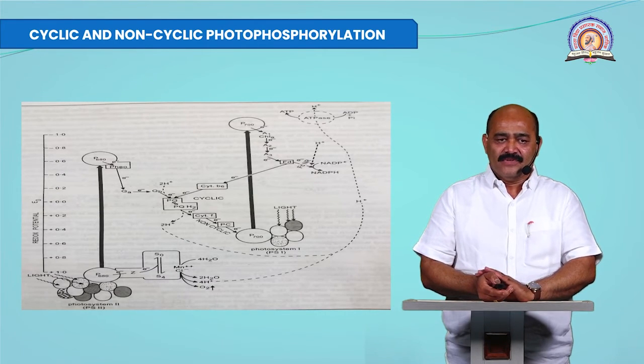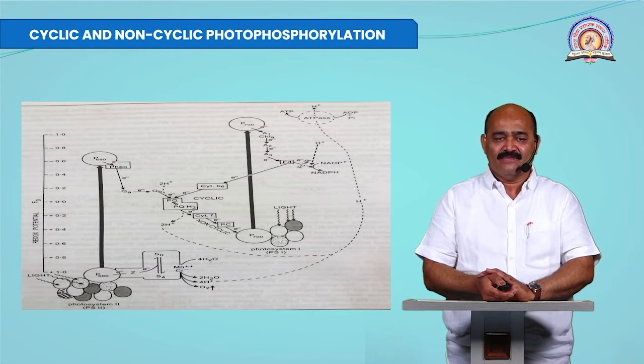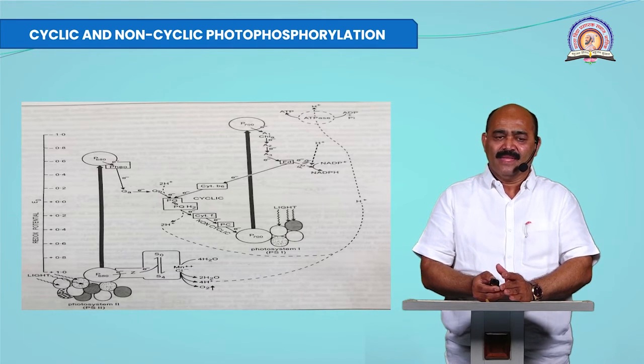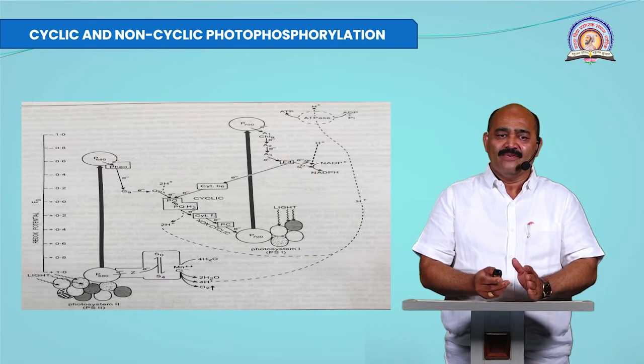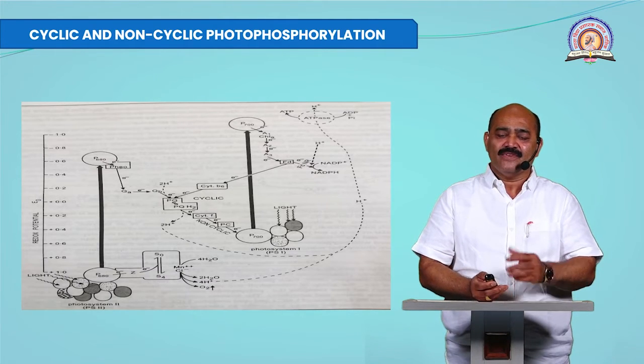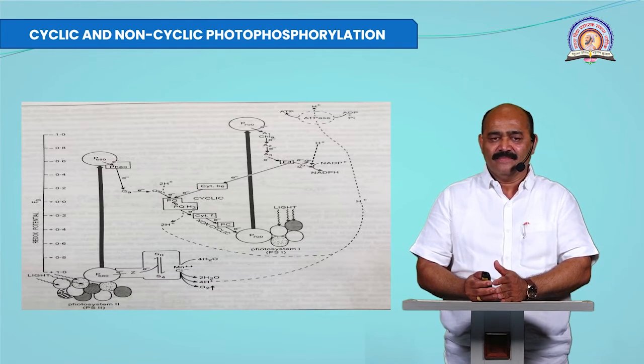Students, see the picture: cyclic and non-cyclic photophosphorylation. Now we are going to learn first non-cyclic photophosphorylation. What happens during non-cyclic photophosphorylation? In both cyclic and non-cyclic photophosphorylation, remember that only ATP is formed, and this formed ATP is utilized for the conversion of CO2 to carbohydrates during the dark phase of photosynthesis.